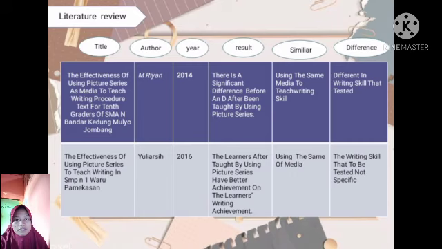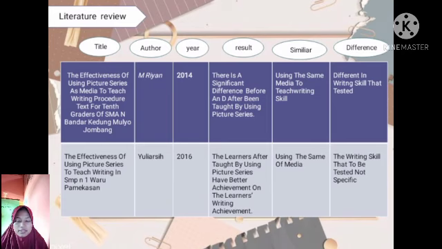The result of the research is that there is a significant difference before and after being taught by using picture series. It is similar to my research, using the same media to teach writing skill. The difference in my research is the writing skill that is tested, because in that title, the writing skill is about procedure text. The test to be tested is the procedure text. It is a difference in the purpose of the test.